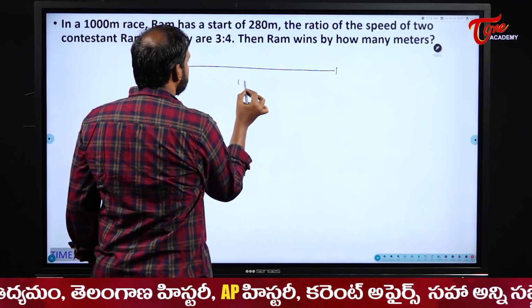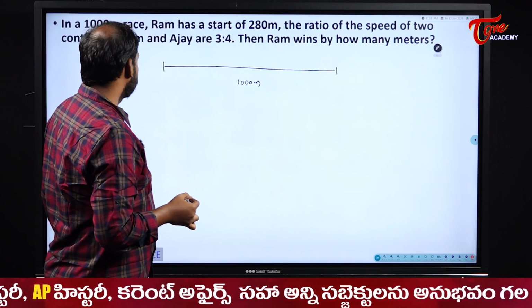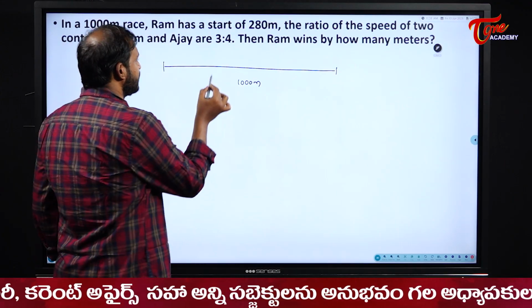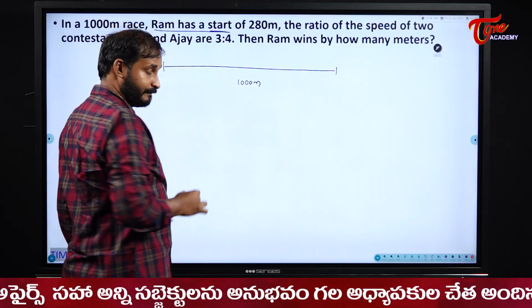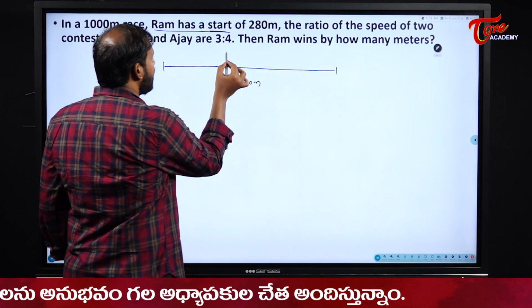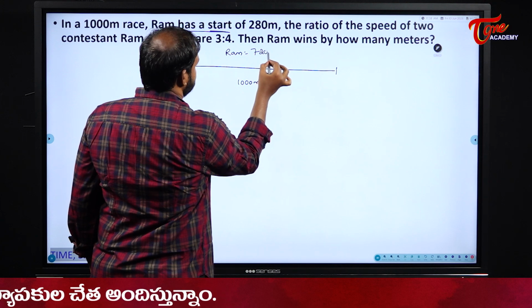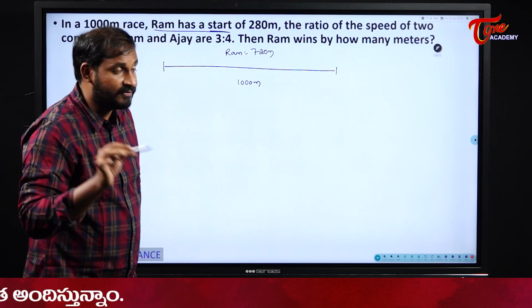Now the race is for 1000 meters. Ram has a start of 280 meters, meaning someone is giving him a start. That means Ram will travel what distance, tell me? He will travel just 720 meters.